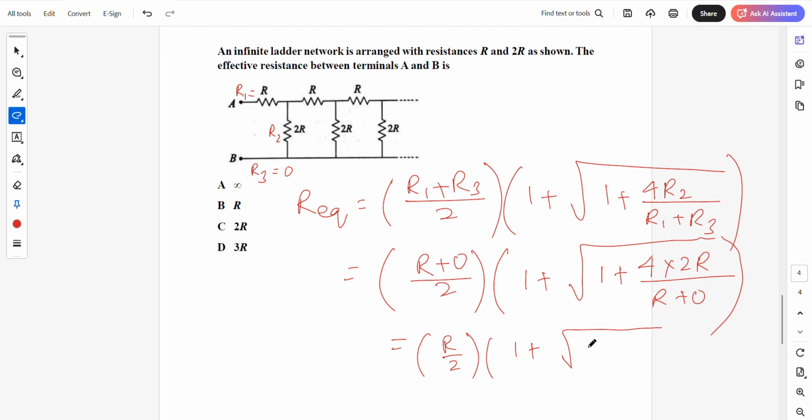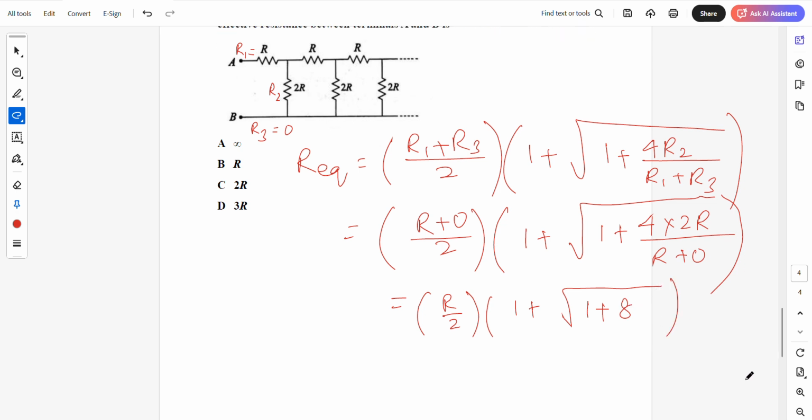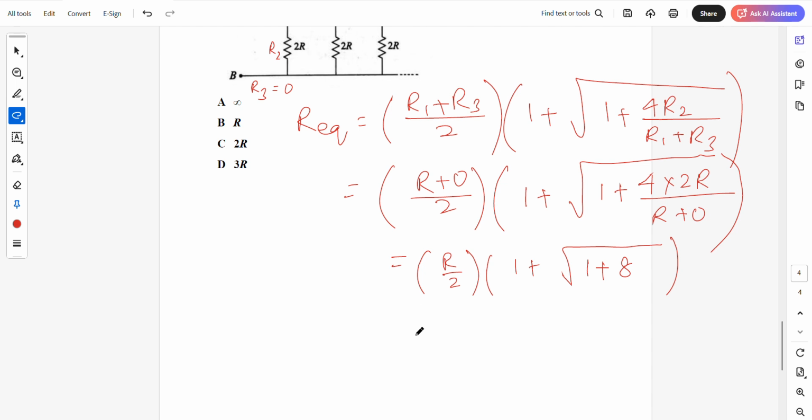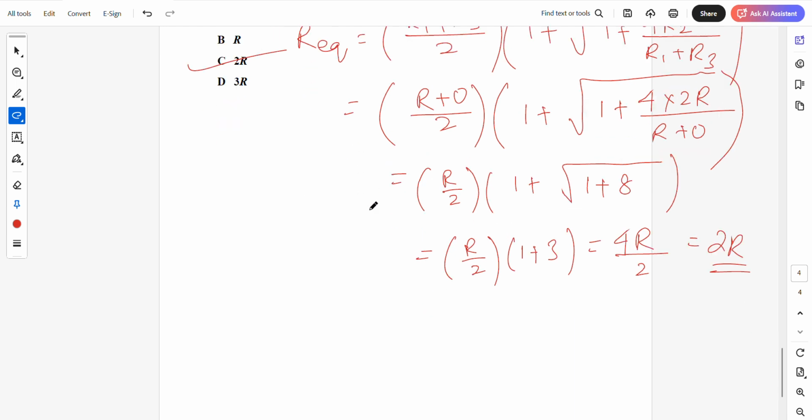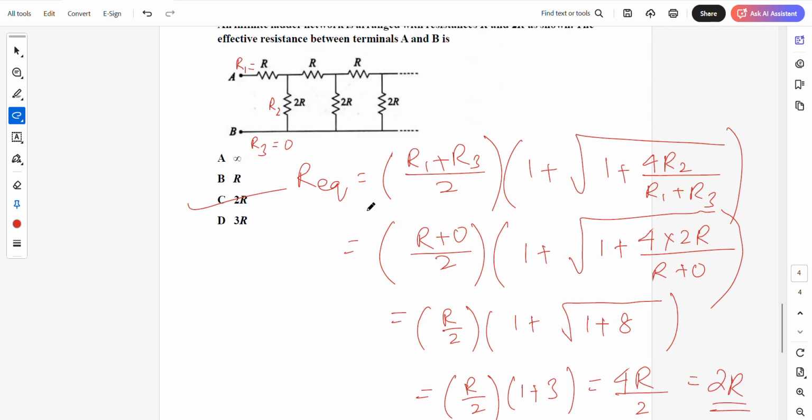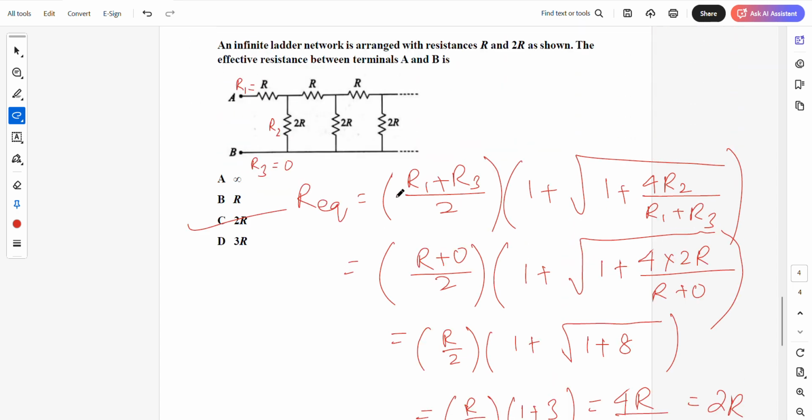how much are we going to get? 1 plus, R by R gets cancelled, getting 8. That is equal to R by 2 into 1 plus root of 9, which is 3. That is equal to 4R by 2, and the answer is 2R, the right answer. Hope you understood. We have finished all the three sums. This is based on the formula.